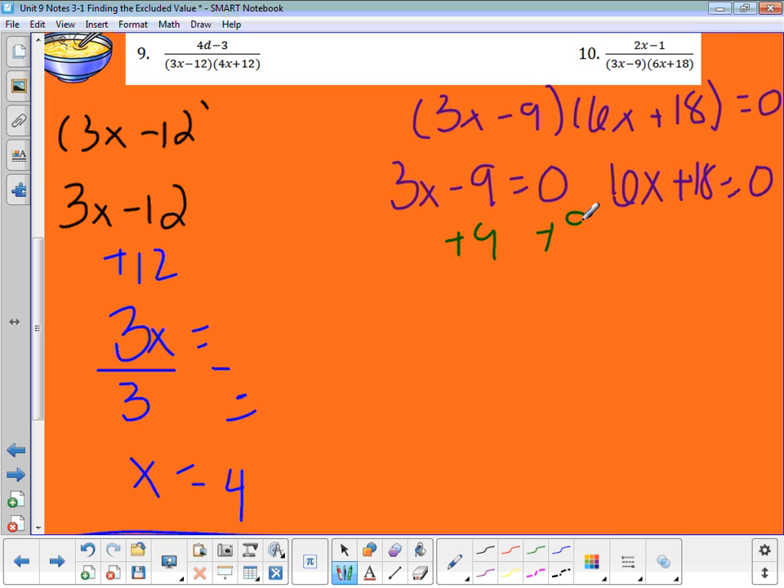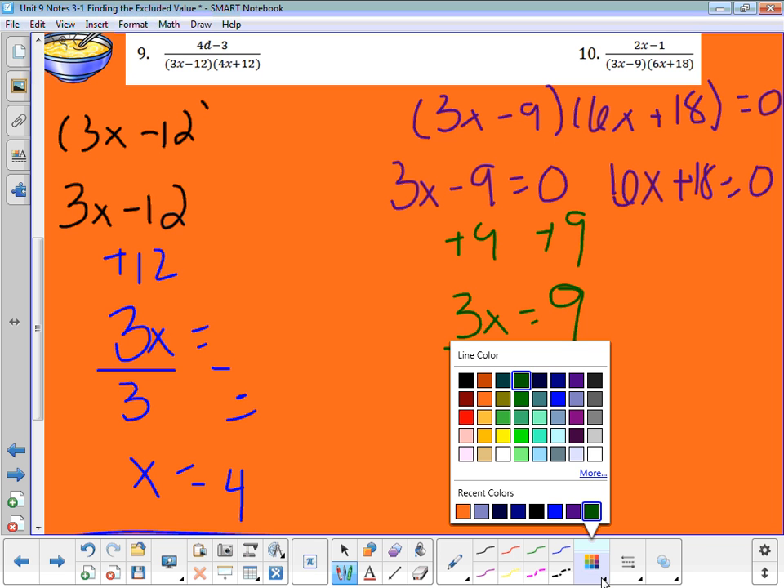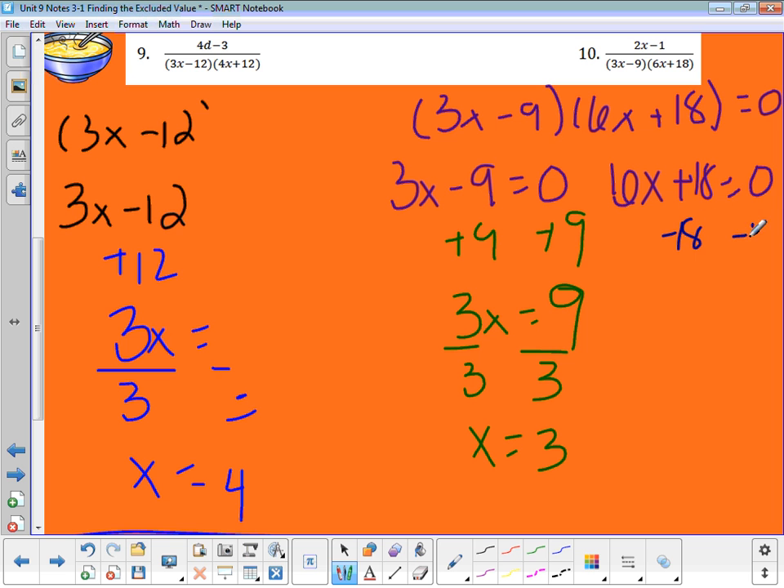So we're going to go ahead and add 9 to both sides. And we get that 3x is equal to 9, and we're going to divide both sides by 3, and we get that x is equal to 3. Next, we want to do the same with the other one, so we're going to subtract 18 from both sides, and I get that 6x is equal to negative 18. Divide both sides by 6, and that gives me that x is equal to negative 3.